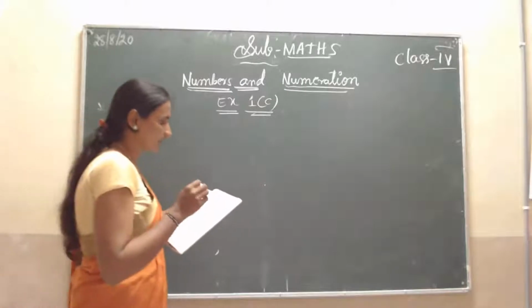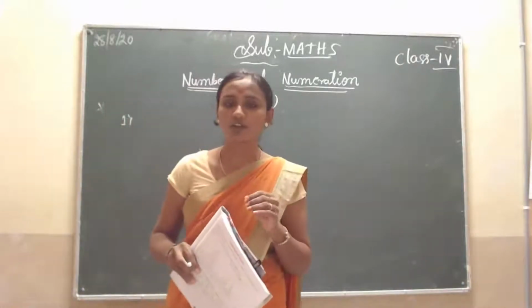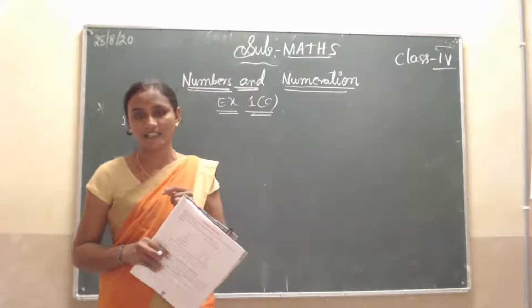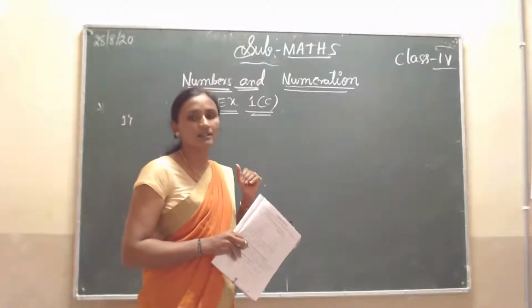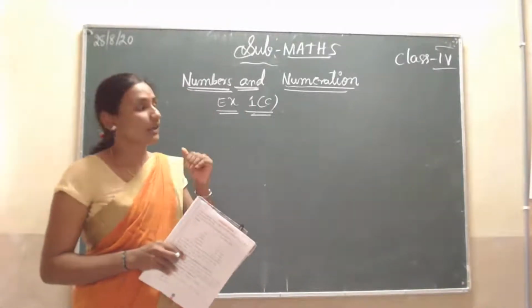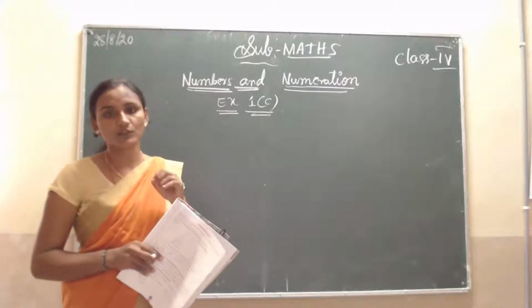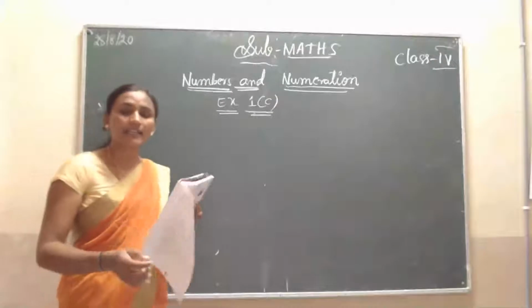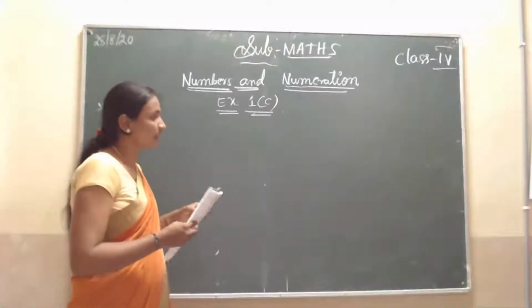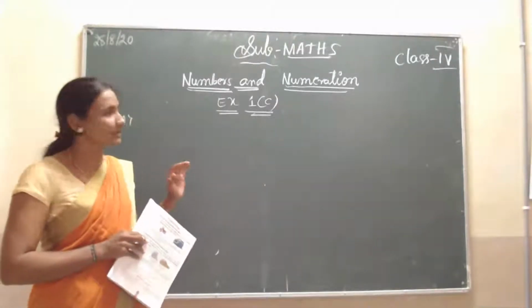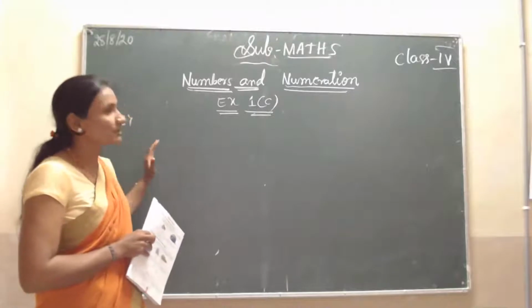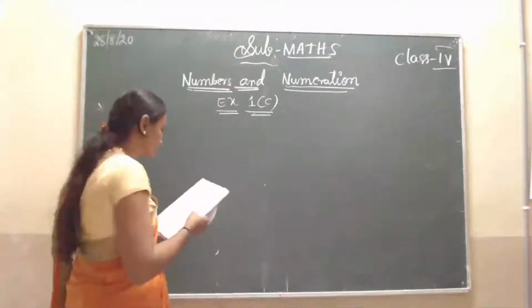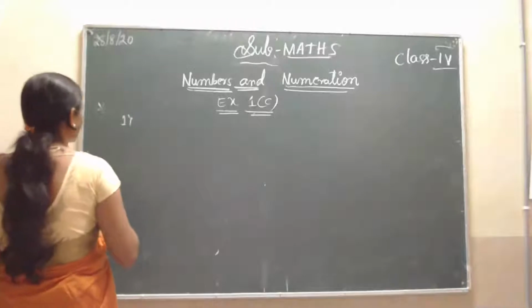The first question: write the following numerals in the place value chart. In the place value chart you will use the Indian system. You know how many periods there are: in your fourth standard, there are periods such as ones, thousands, lakhs and crores, but your classes use only up to lakh periods.